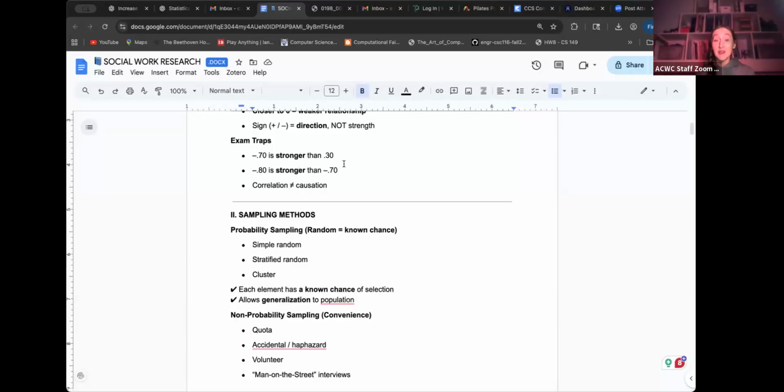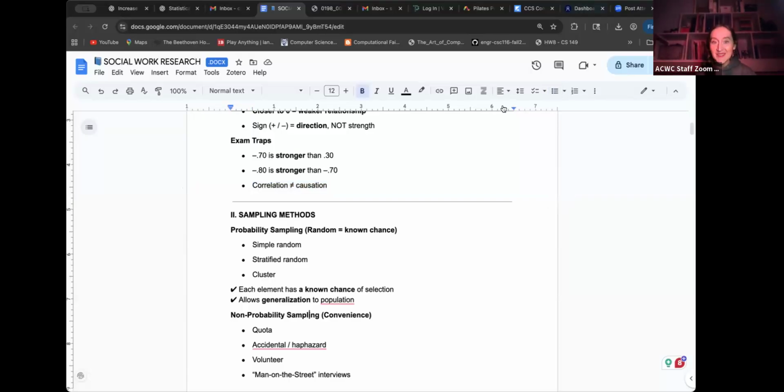The last takeaway here, this one's super, super important, is correlation is not causation, right? Just because something's correlated, there's a relationship, doesn't mean it caused it. That can show up on questions sometimes. That's why she's emphasizing that. All right, so that's the first concept.